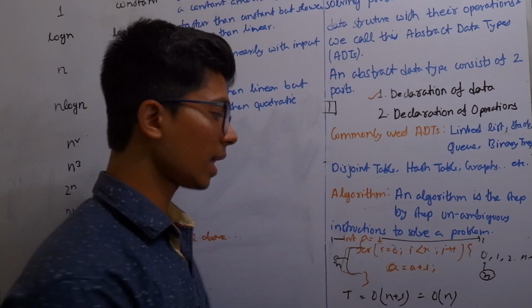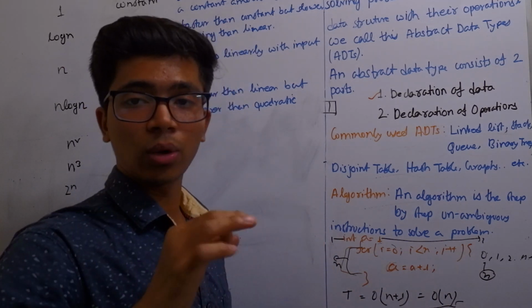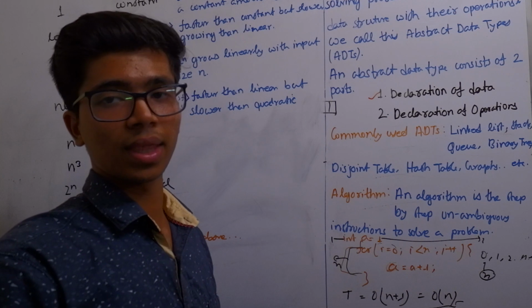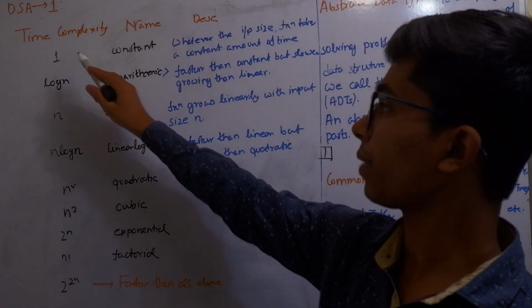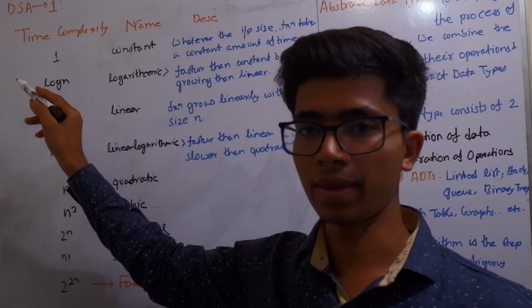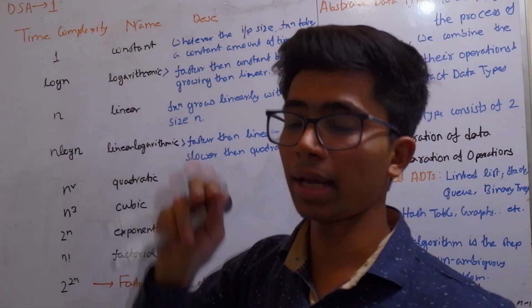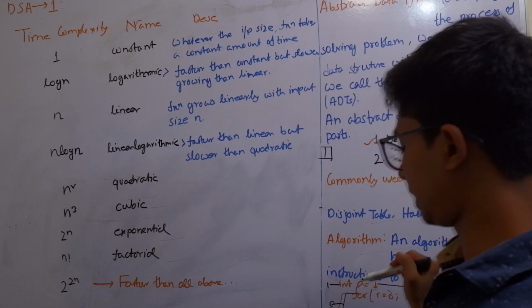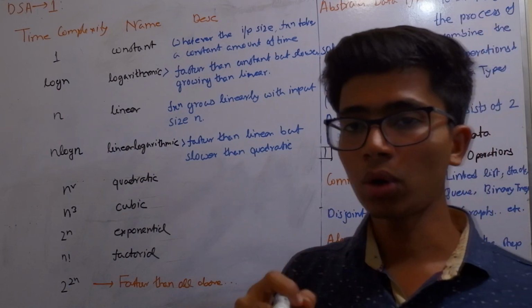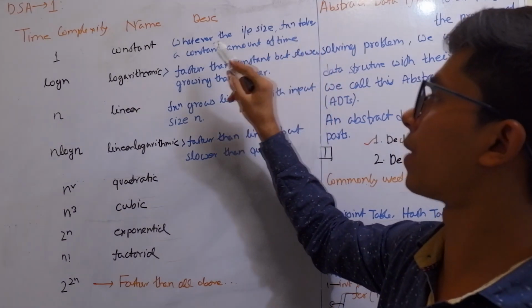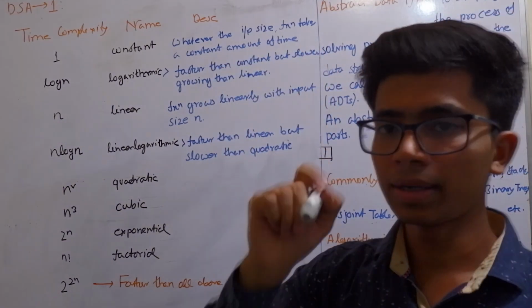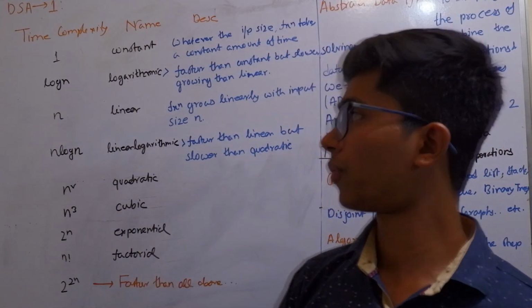So that's how we define the functions, and we call them by certain names. Let's look at the functions and briefly discuss them. First, there are a few functions that always take constant time, like the declaration of variables int a, int b, etc. They always take constant time. So these are called constant functions. Whatever the input size, the function takes a constant amount of time.